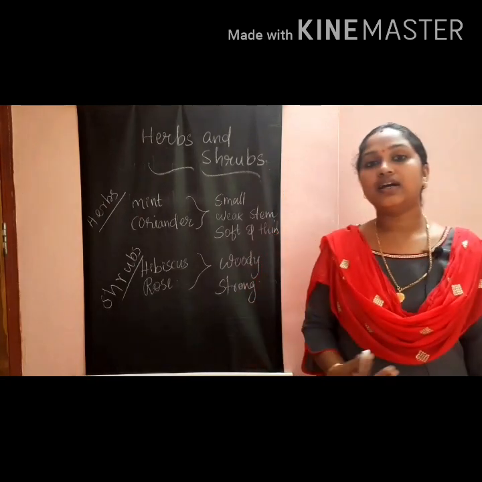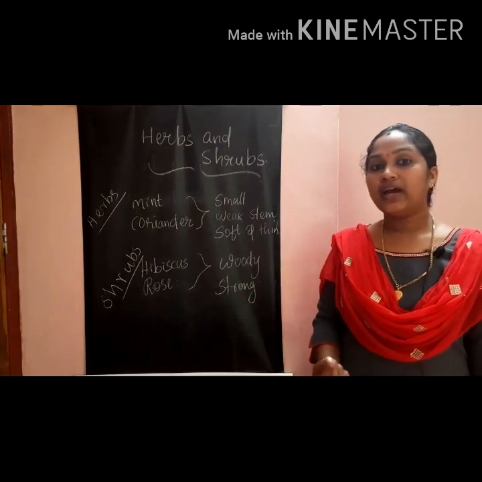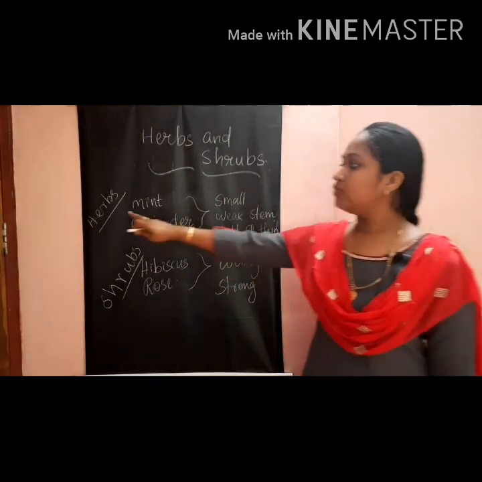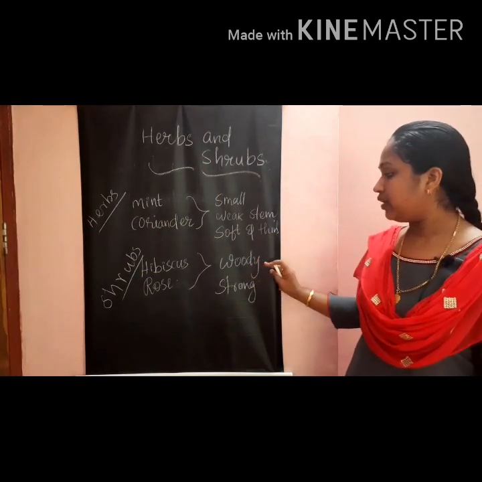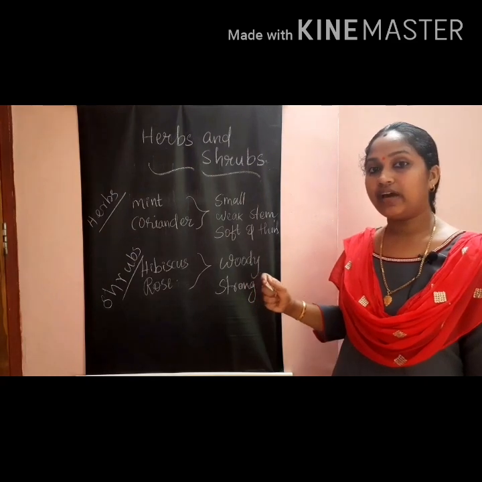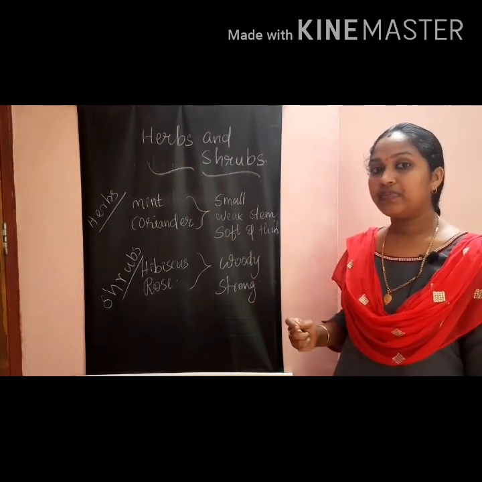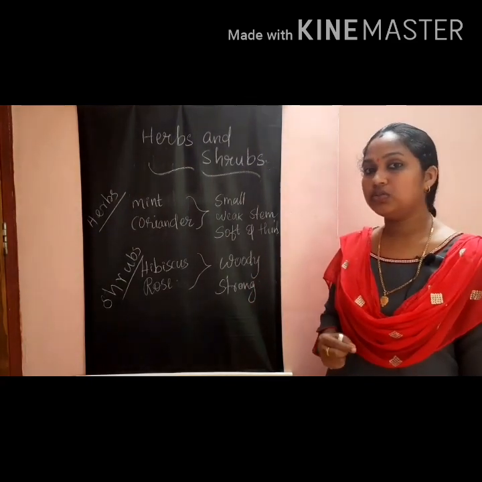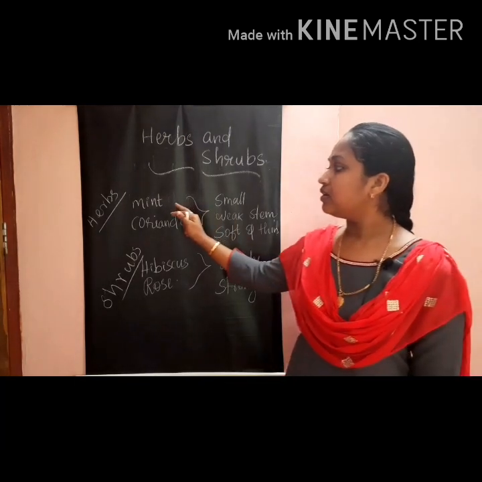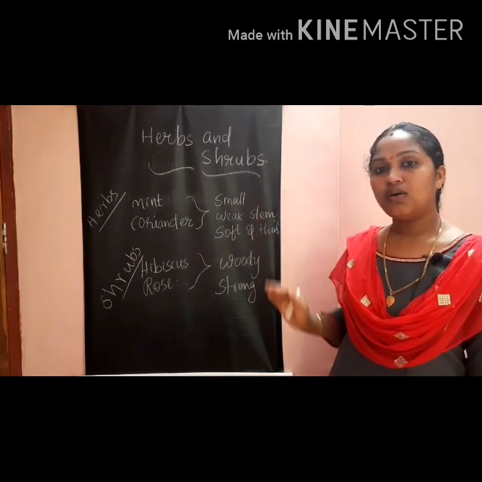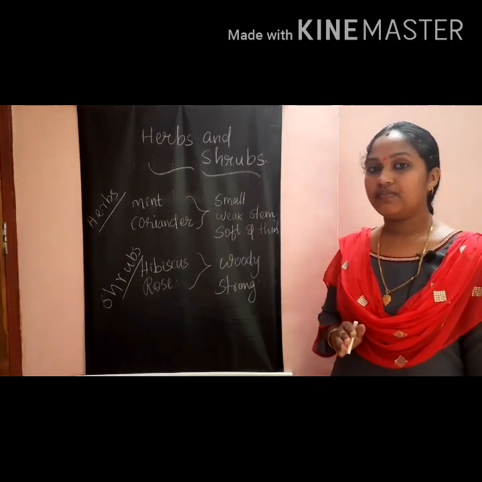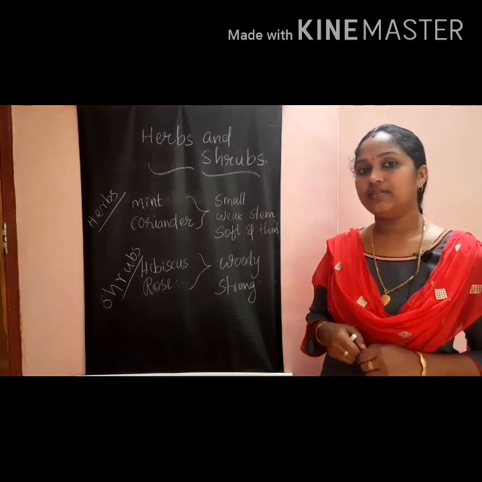So again we classified the plants under 2 heads. First, herbs and shrubs. Shrubs are very strong and woody. They have woody stem and which are very strong too. And the next, herbs are small, soft and thin. We can break it very easily.